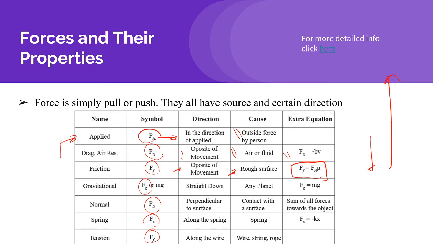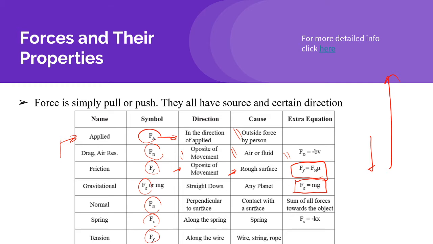And gravitational force, it's straight down. The reason for gravitational force is basically a planet or some heavy mass, technically. And a way for us to calculate the gravitational force is mg.